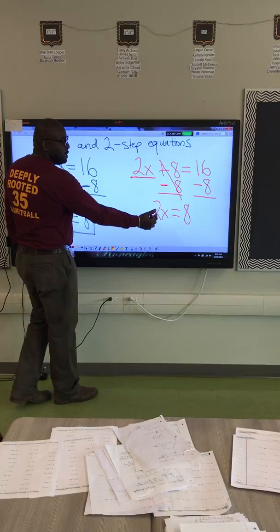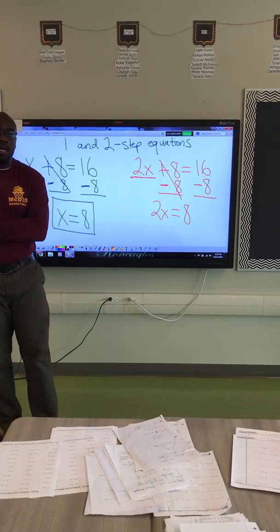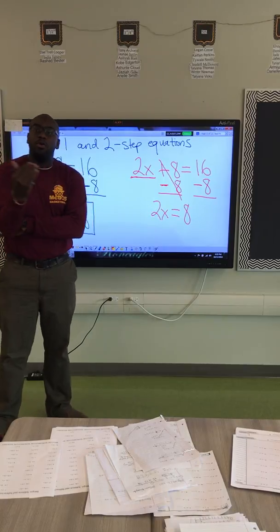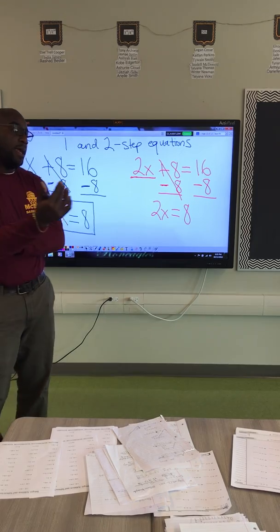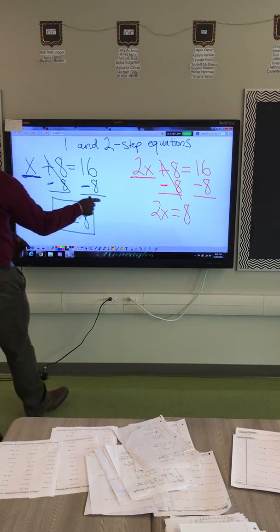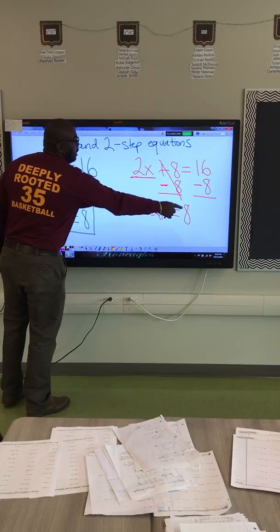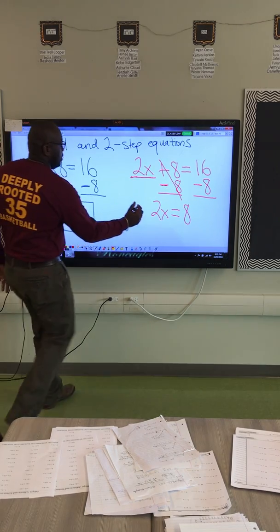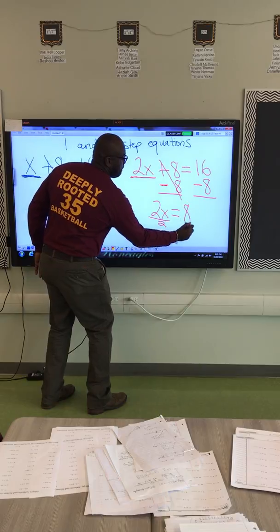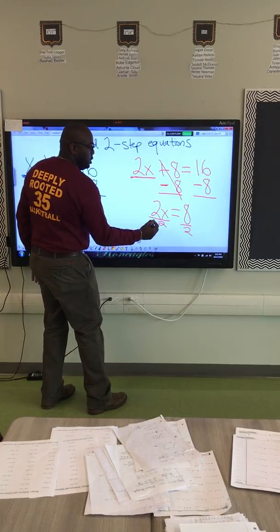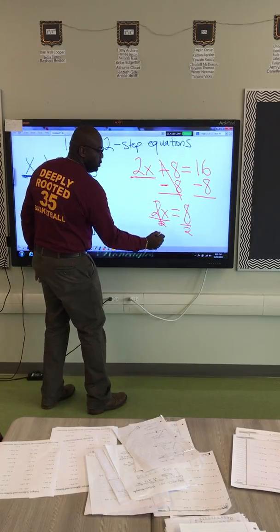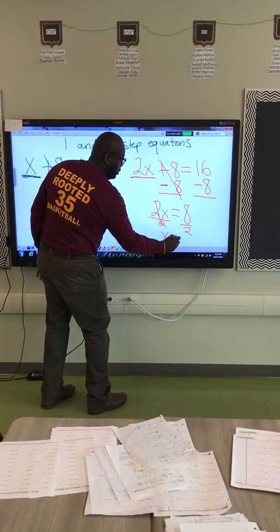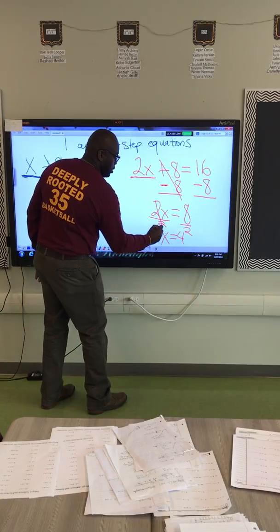So we got to ask ourselves, you can do it 2 ways. You can multiply it or you can divide it. If you're going to multiply it, you can say 2 times what number gives me 8? Or you can divide them both by 2. When you divide by 2, these 2 go away, and x is equal to 4.